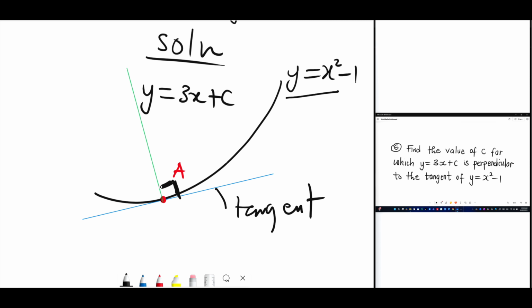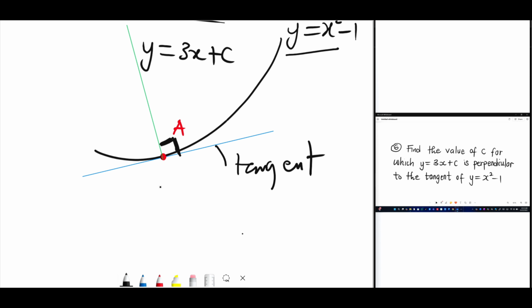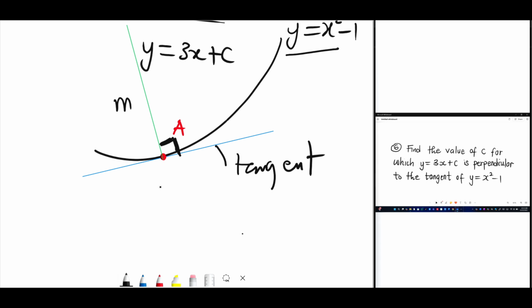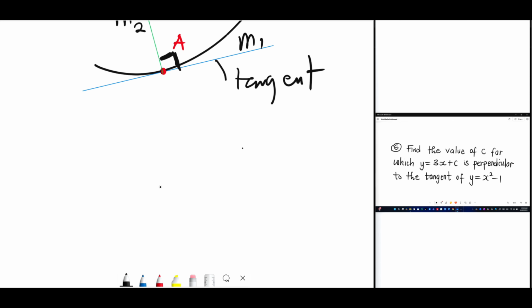Now we know that the product of the gradient of the tangent and the gradient of the normal is always equal to -1, since the two lines are perpendicular. So we can name the gradient of the tangent m1 and the gradient of the normal m2. So we know that m1 times m2 must give us a result of -1.